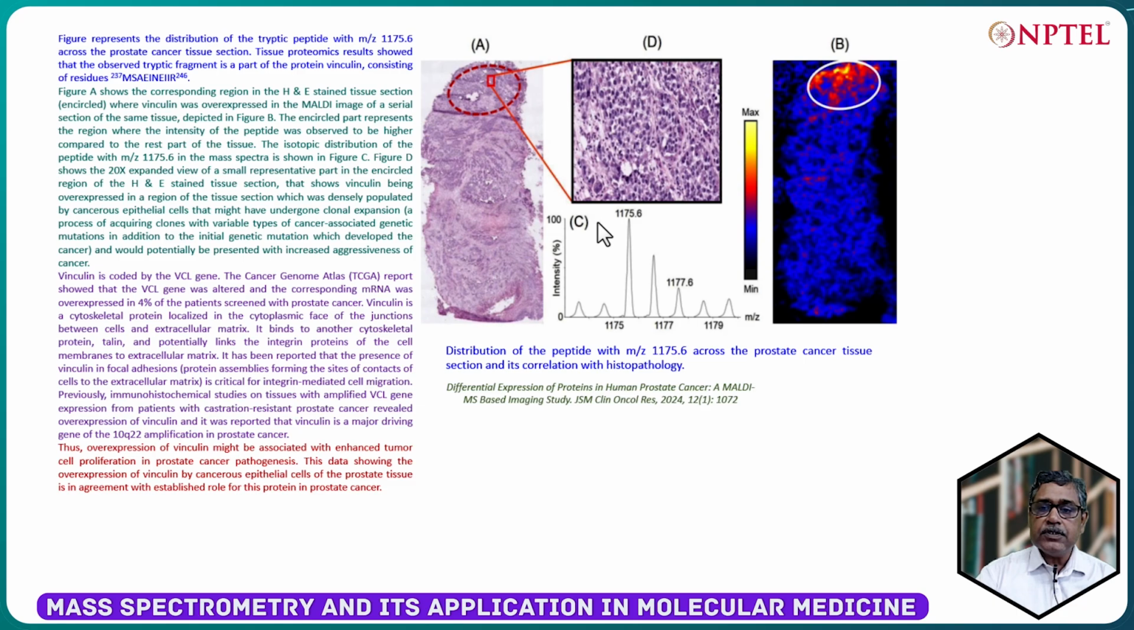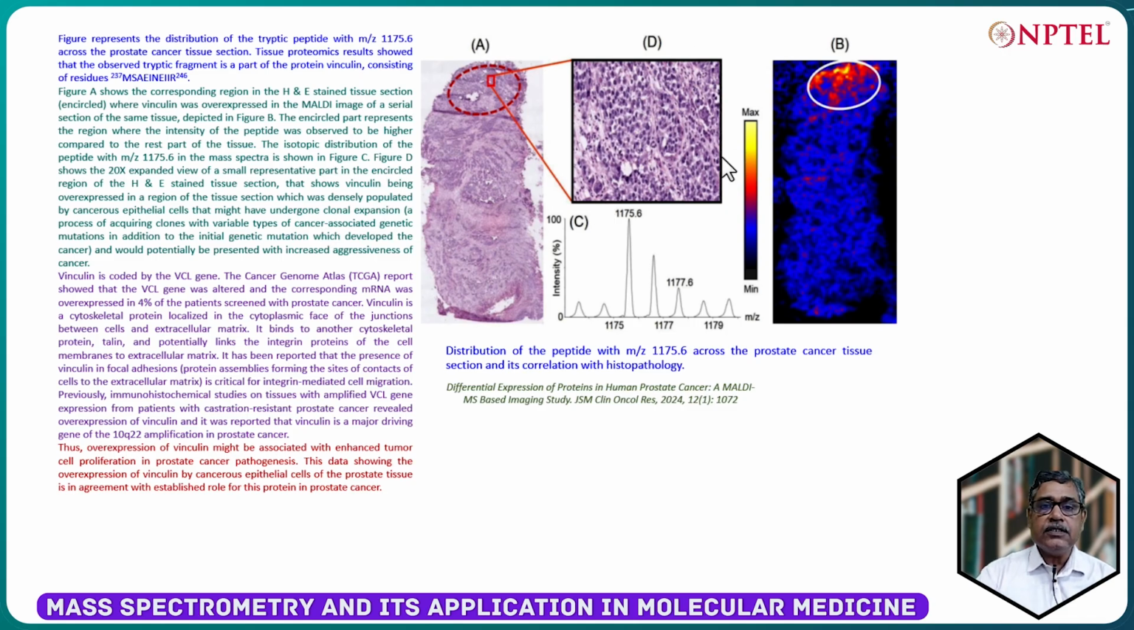Now, figure C represents the isotopic distribution. So, the isotopic distribution of 1175.6 in the mass spectra is shown in figure C, where this is obviously the monoisotopic peak. The second one is 1 C13, the third one is 2 C13, the fourth one is 3 C13, and so on and so forth.